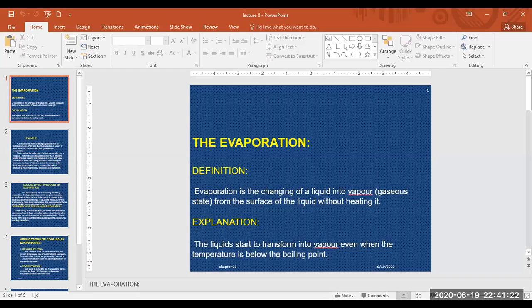Welcome back, students. In this class, we will discuss one of the most important and interesting topics of today, that is evaporation, and we will see what the effect of evaporation is in our daily life. So, what will be the sequence of this class?